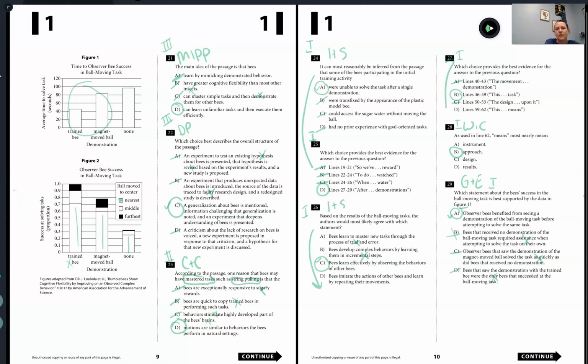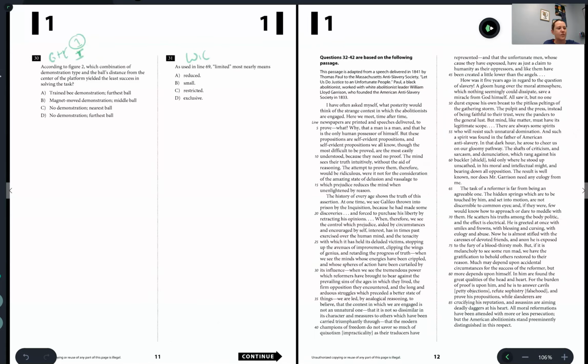So it looks like the least effective, you kind of have to separate these out in chunks, is going to be this tiny, tiny bar. So none at furthest away. So no demonstration furthest away was the least successful because it's the smallest bar. So let's see if we can find an answer that matches that. So no demonstration, so it's going to be either C or D. And the furthest ball, so it's going to be D.